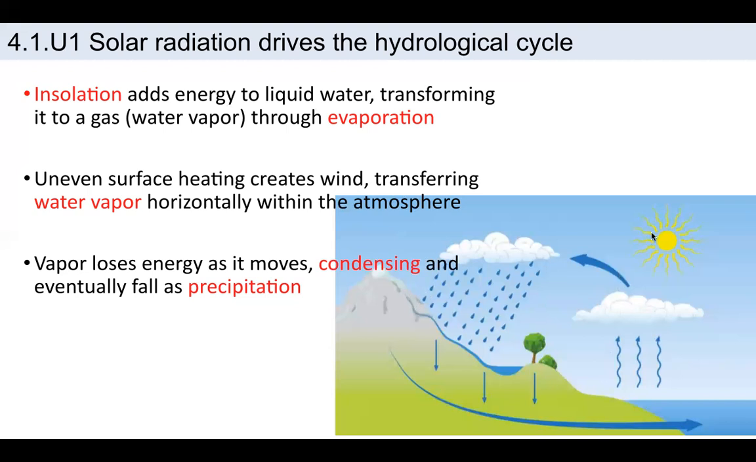But really, without the sun, the water cycle wouldn't happen at all. You can imagine without the sun, everything would just end up on the ground. There would be no more evaporation. Everything would just freeze eventually, obviously, get super cold.